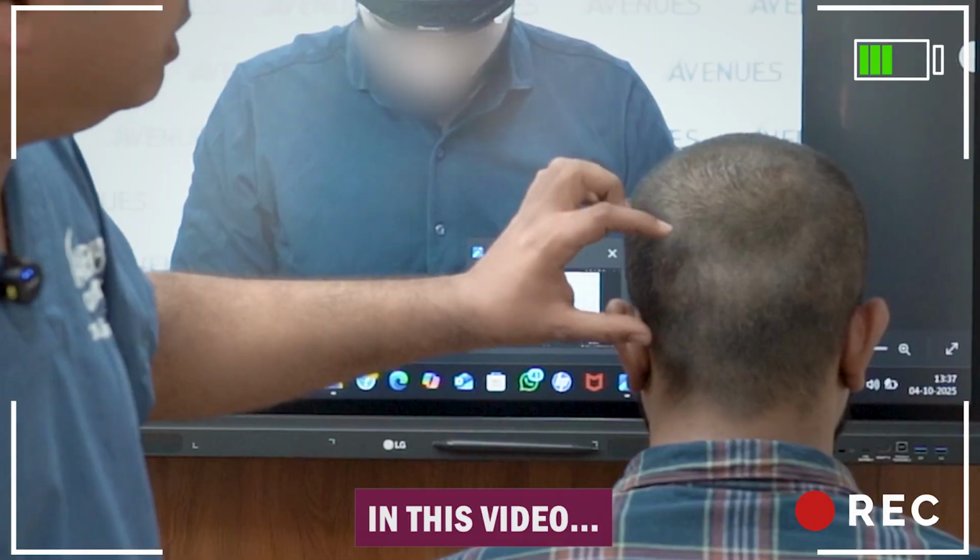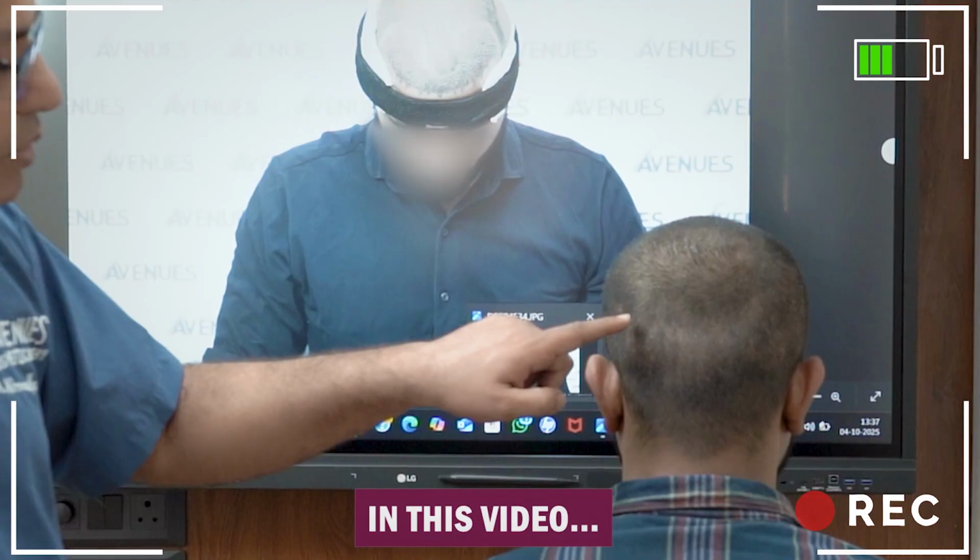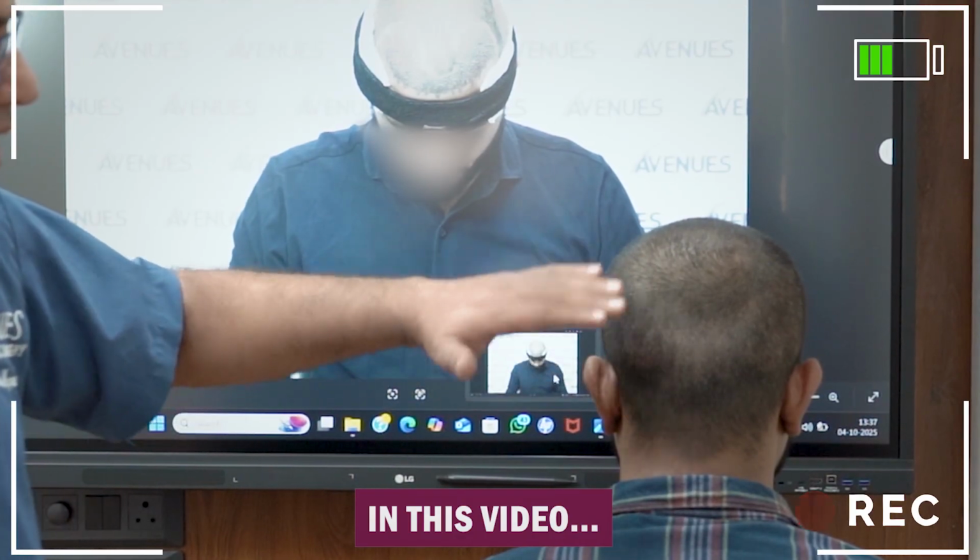This is the place from which we have extracted the grafts. Already on the 15th day you can see only a few areas where, as the hair is coming in, it's all getting covered.